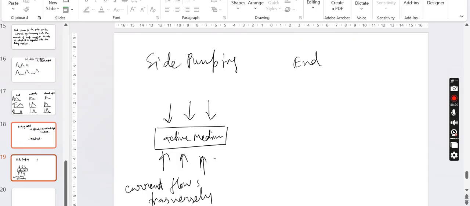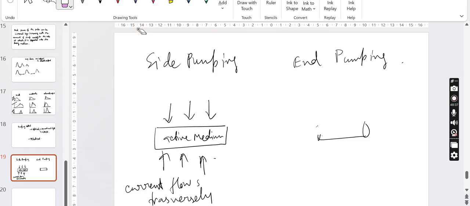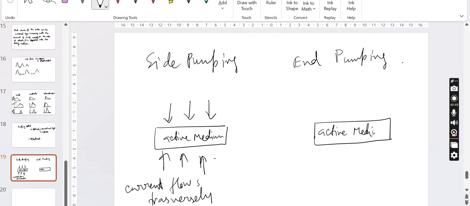and another method is end pumping. In end pumping, the active medium is like this. Draw differently. So the pumping enters at that position. And in this case, the current flows longitudinally.